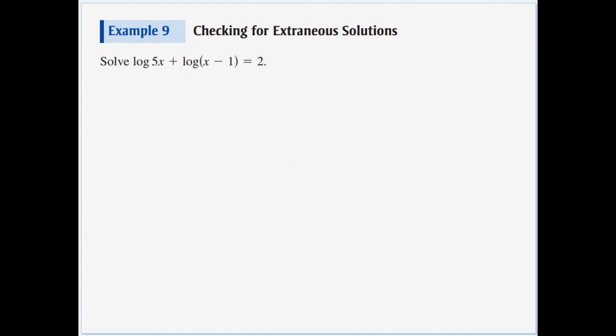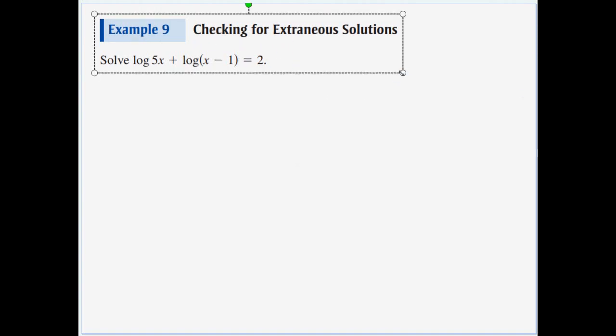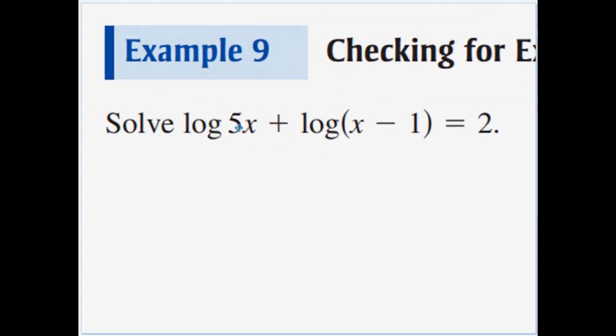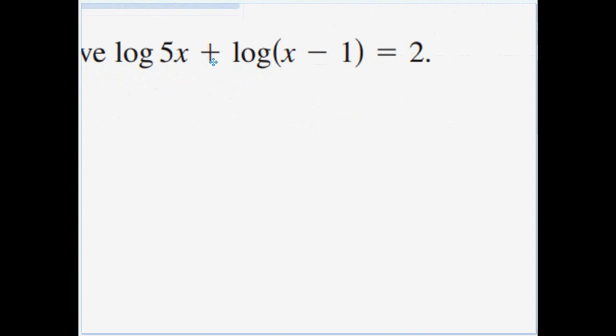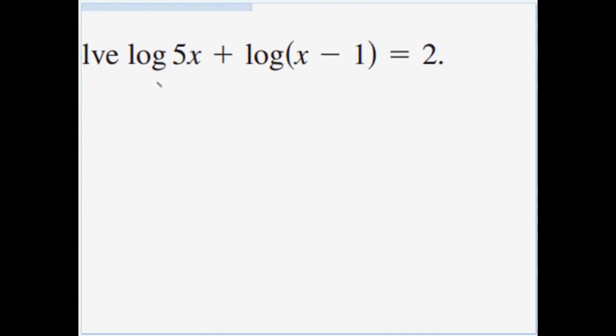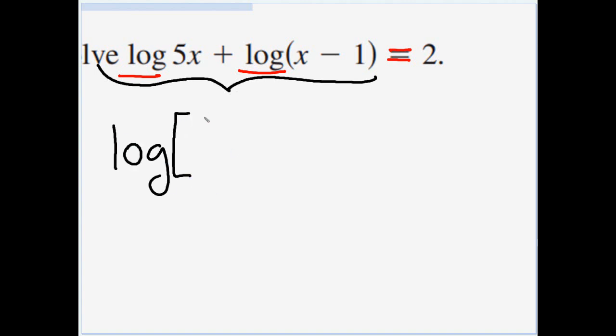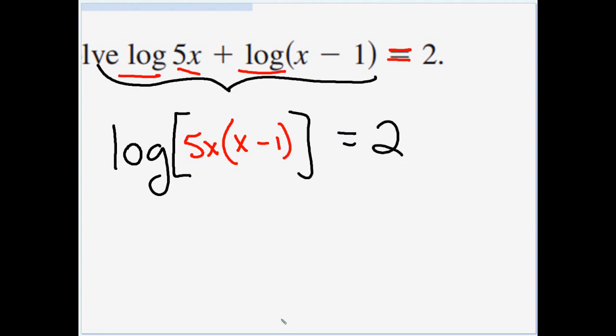Example 9, checking for an extraneous solution. And I'll try to remember to point out exactly when we might introduce the extraneous solution. So let's see what we got here. On the right side we got a 2. Over here we've got a couple logs added together, a log plus a log, so we can condense these. A log plus a log is going to turn into a log of a product. And what are we going to be multiplying together? Well, the 5x and the x minus 1. And that's equal to 2.